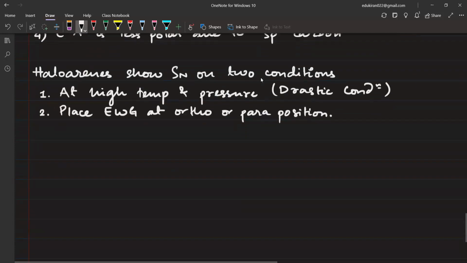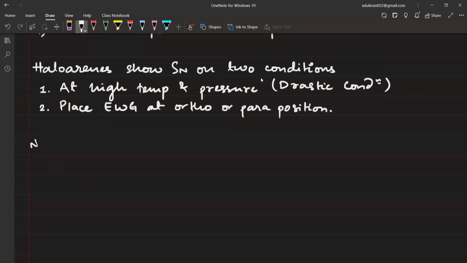Okay, we'll write a remark here. Note. And the note is regarding the meta position. So why not in meta position? What will happen if I add the electron withdrawing group at meta position? We all know that on the benzene ring, if I attach anything on the meta position, it is not going to show the minus M effect. The minus M effect, or the electron withdrawing effect, is only shown at ortho and para positions, because the meta position is inactive in the benzene ring.